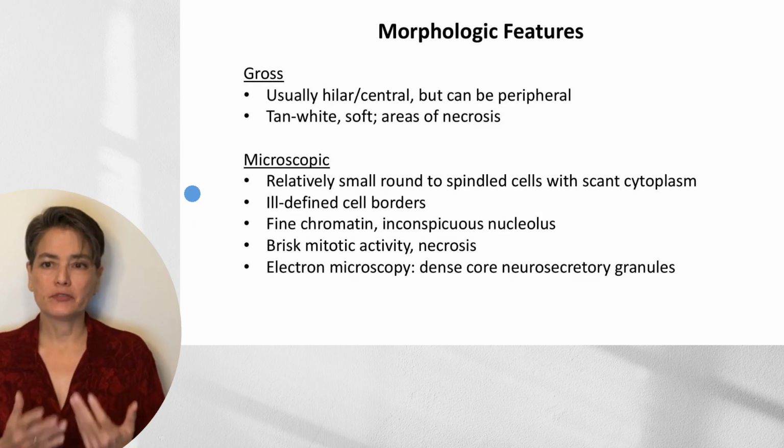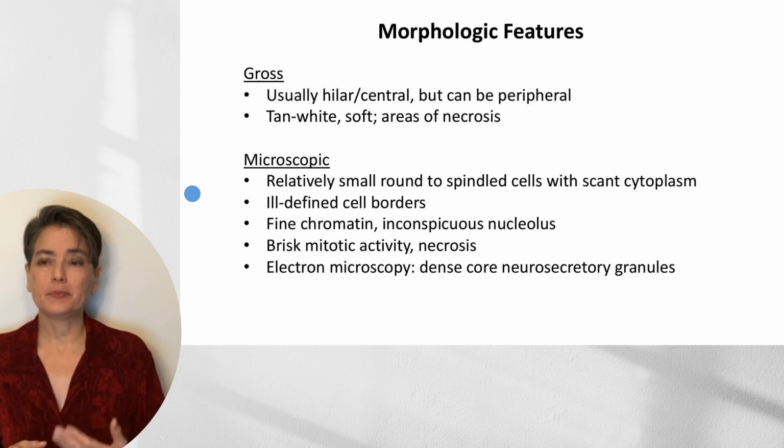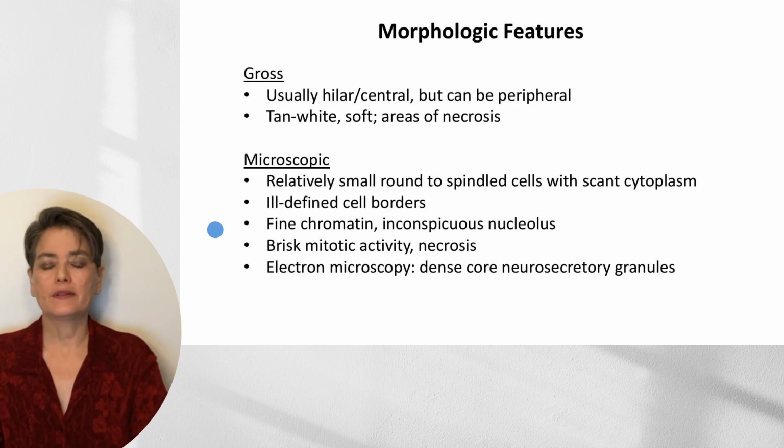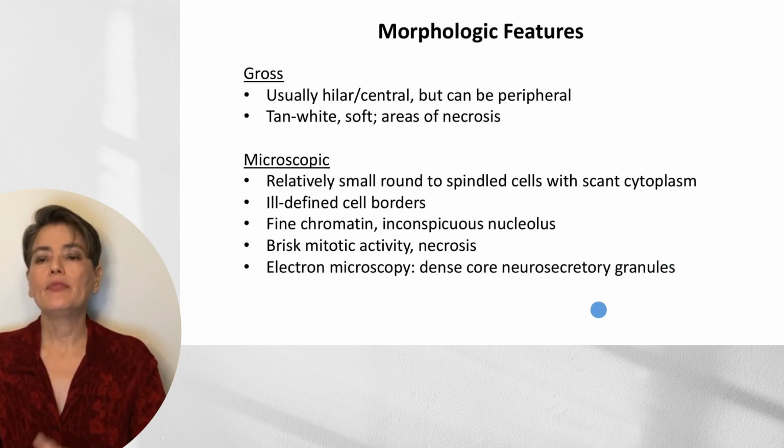Microscopically, it's composed of small, round, spindled cells with scant cytoplasm. It's sometimes been referred to as oat cell carcinoma because the spindled cells can look like grains of oats. There are ill-defined cell borders. The nuclei have fine chromatin with inconspicuous nucleoli. Mitotic activity is brisk, and there's necrosis. Now, on electron microscopy, we can see dense core neurosecretory granules. This is relevant because we consider this to be a neuroendocrine carcinoma, and this helps explain the paraneoplastic syndromes that we see with small cell carcinoma.